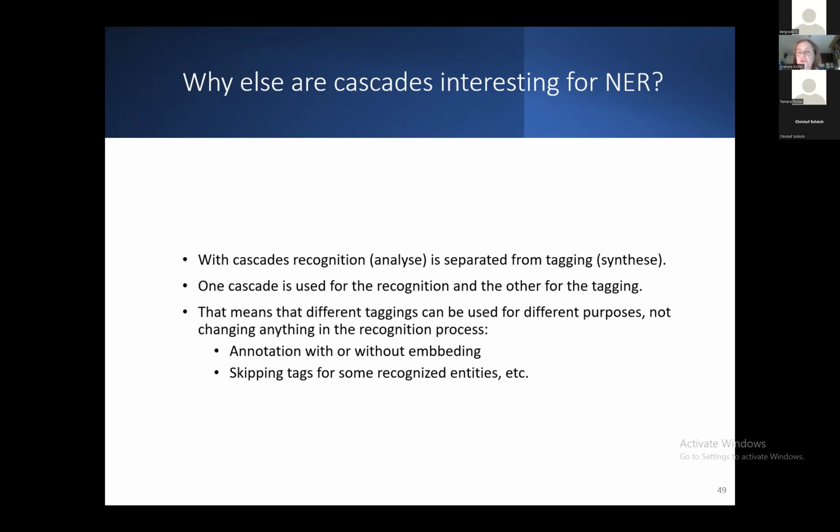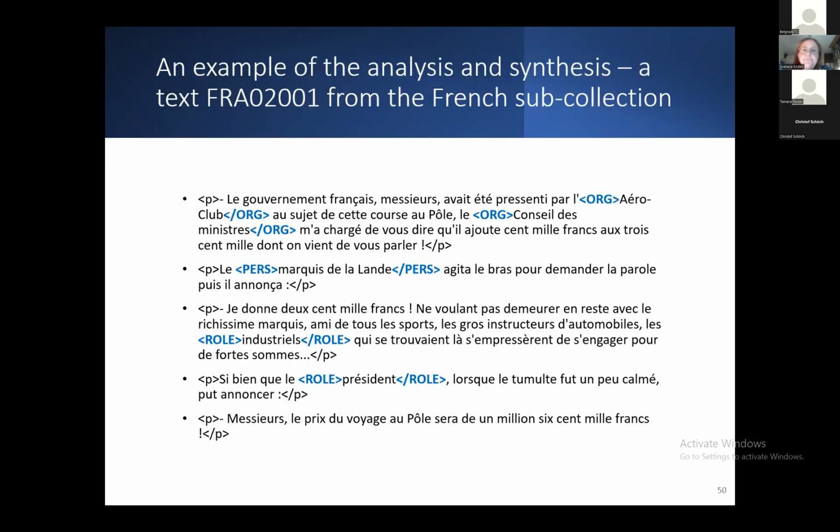So you want, for instance, to have annotation with or without embeddings. It depends on what you are going to do with that. You just have to have a separate synthesis graph. So you want to skip some tags. For some recognized entities, you are not interested in them, so you just skip them for that purpose.